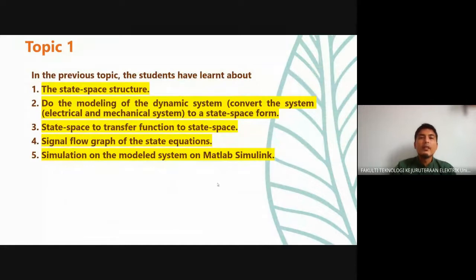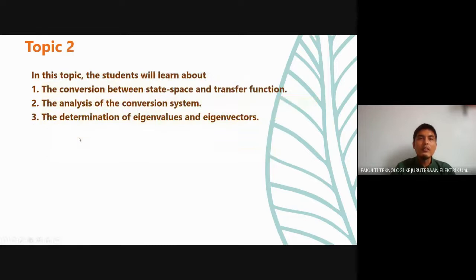Okay, in the previous topic, you learned about the state space structure, and the modeling of dynamic systems, which is converting the electrical and mechanical system to state space form, and then state space to transfer function. So now we add this side, state space to transfer function to state space. However, number 4 and 5 are already done. So in this topic, you will learn about the conversion between state space and transfer function, the analysis of the conversion system, and finally the determination of eigenvalues and eigenvectors.